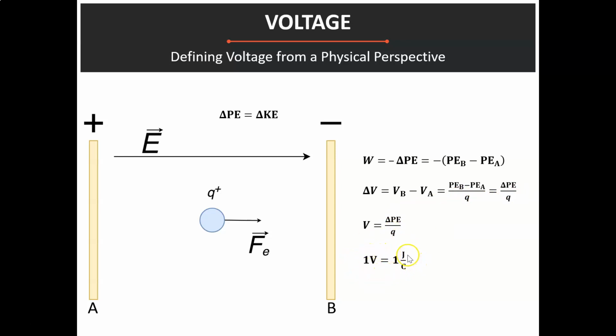Joule, of course, is the SI unit for energy, being a product of force and displacement, having the base units kilogram meter squared per second squared, while C, or coulomb, is the SI unit for charge. The familiar term voltage is the common name for potential difference.